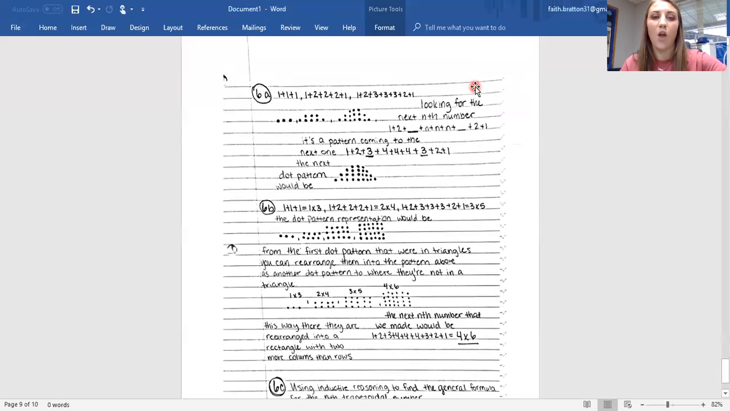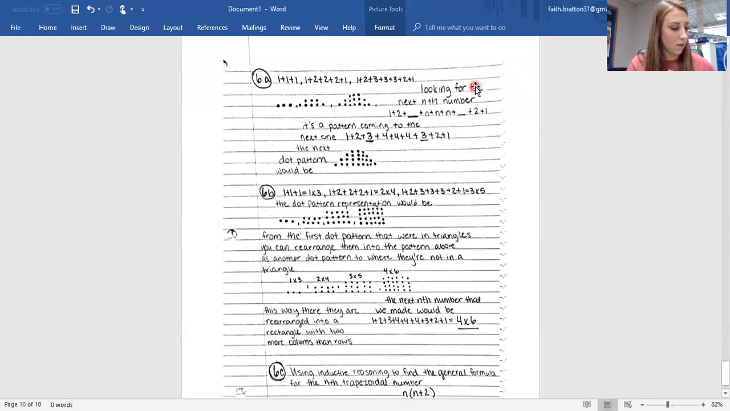Okay, for 6A, we are given: create a dot representation for the numbers. We have 1 plus 2 plus 1, 1 plus 2 plus 3 plus 2 plus 1, and so on. We're looking for the next number. So we know that 1 plus 2 plus 1 equals 4, those match. We're looking for 1 plus 2 plus 3 plus 4 plus 3 plus 2 plus 1. It's a pattern leading to the next one.